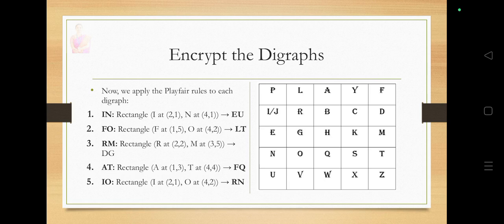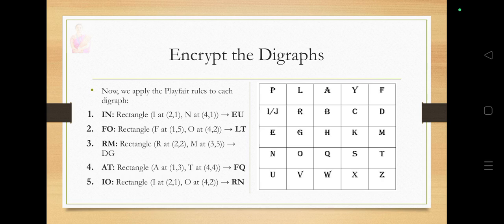Okay. So next one is FO. FO belongs to different row and column. So make a box, then take the intersecting letter which belongs to the F row, and then take the intersecting letter which belongs to the O row. Now tell me the answer. Guess the answer. It will be L and T.